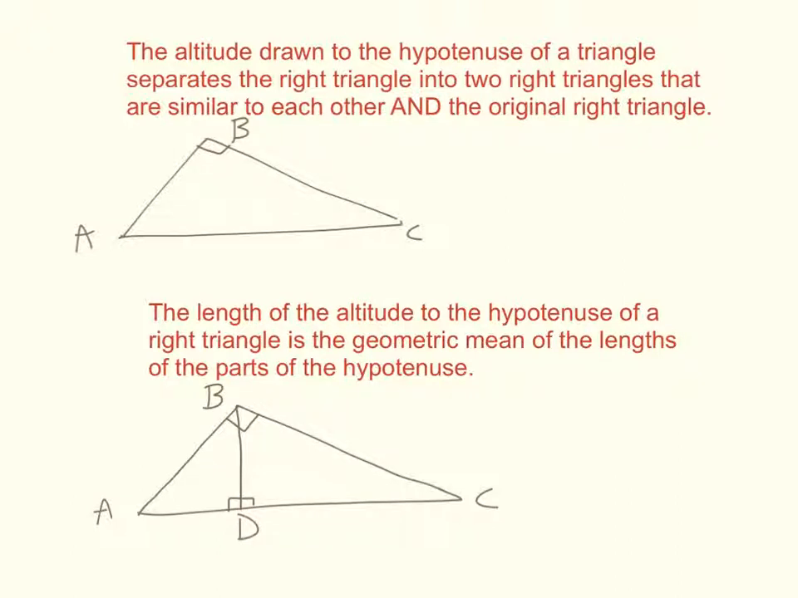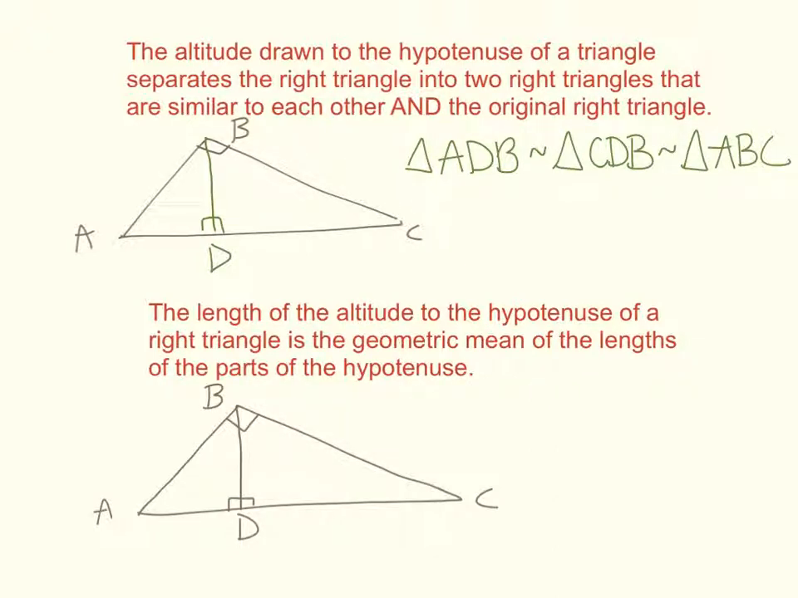So if I draw the altitude, it goes straight down and it makes a right angle down here. We'll call that point D. So this tells me that this triangle here, ADB, is similar to CDB and ABC. Okay, so all of them are similar to each other. So we can write triangle ADB is similar to triangle CDB, which is also similar to triangle ABC.